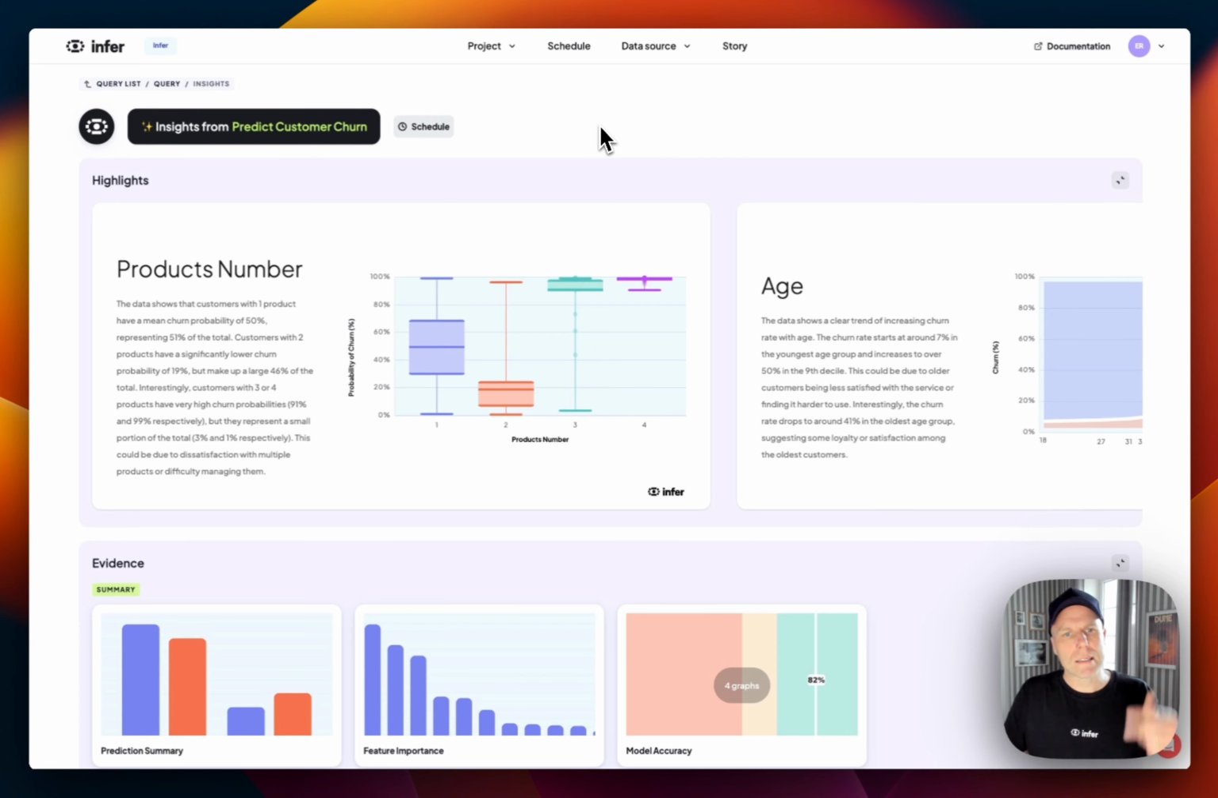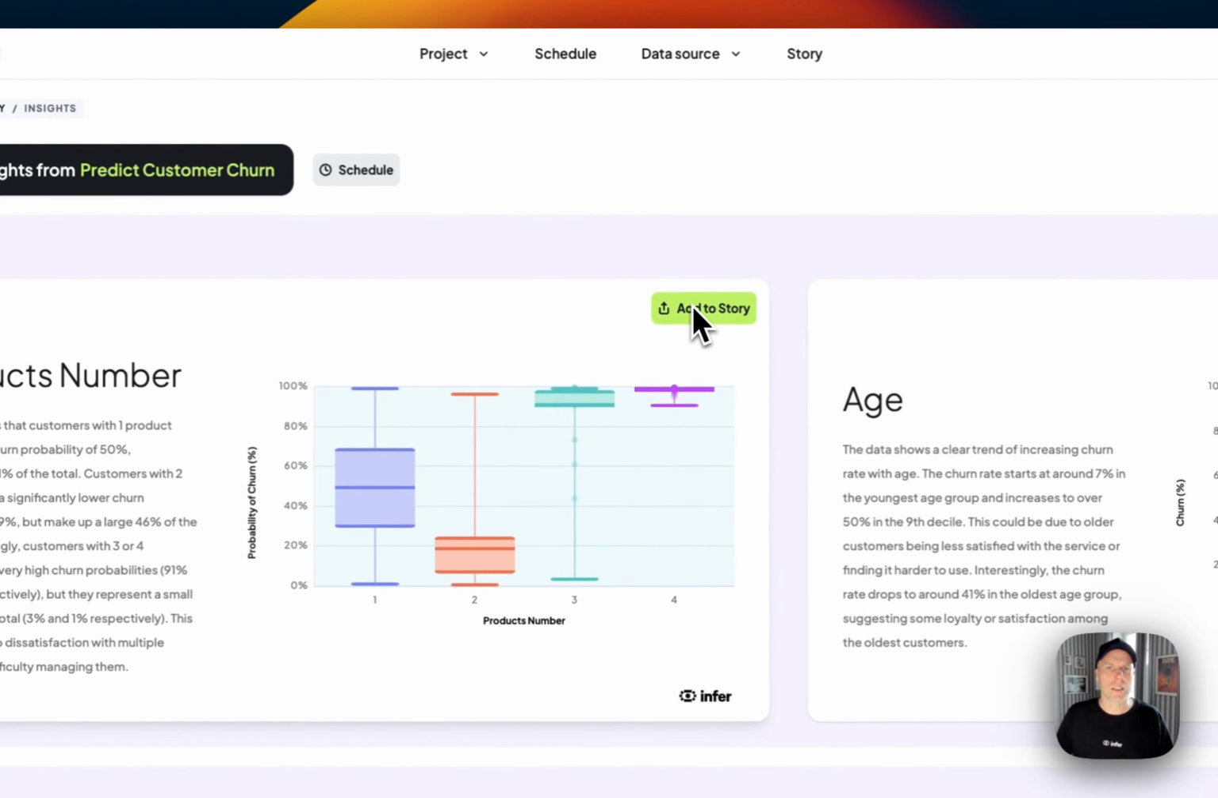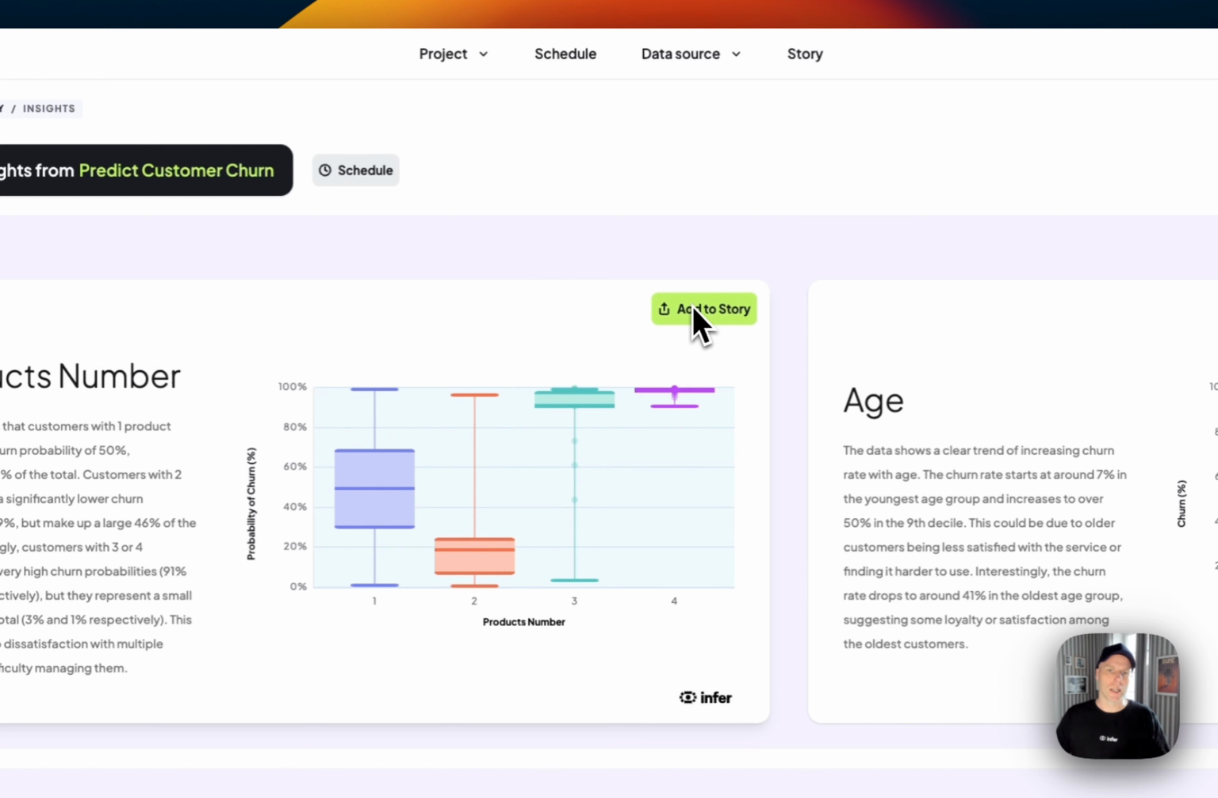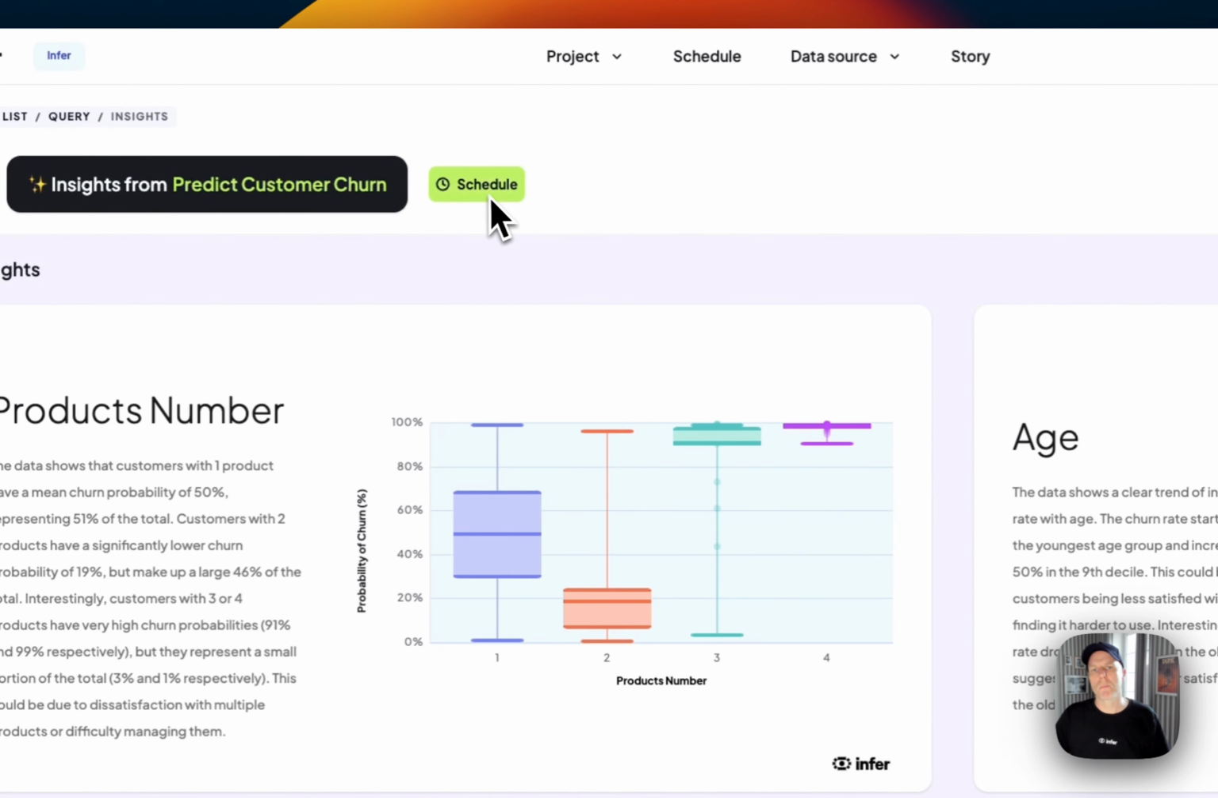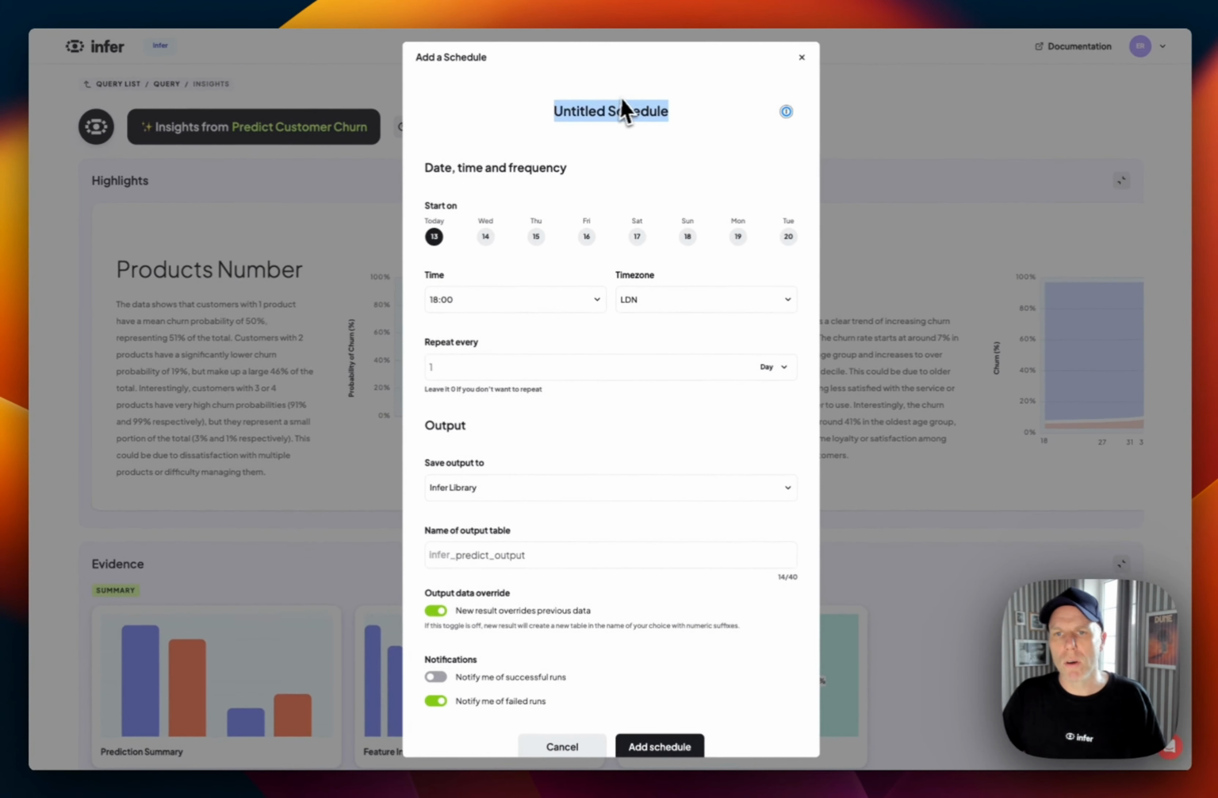Once you've iterated on that and found some good insights, there are two things you can do. You can either add your insights to a story. A story is essentially taking this card and putting it into a slide deck that you can share. Or you can schedule this, meaning you can put this predictive model on a schedule, have it run every night at 2 a.m., say, and the outputs go back into your system of record, be that HubSpot or Salesforce or Klaviyo or any other system, from where you can then action these predictions. So let me quickly show how that works.